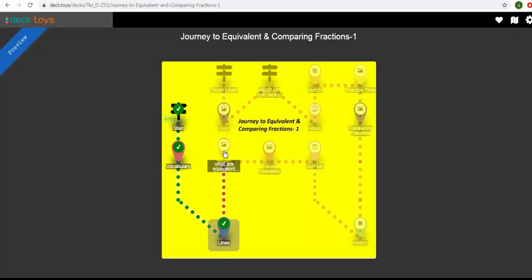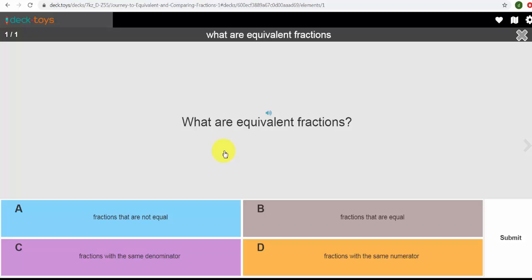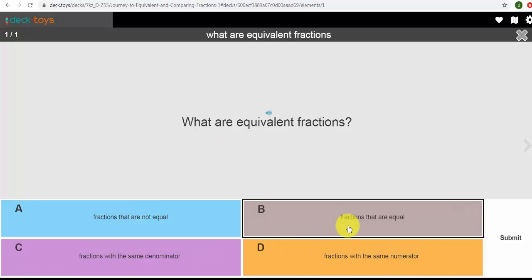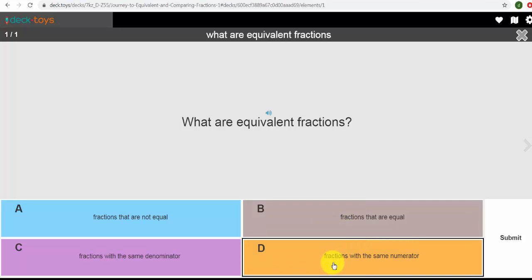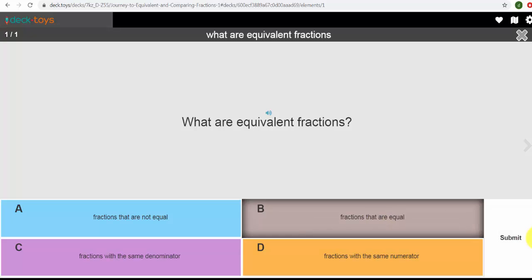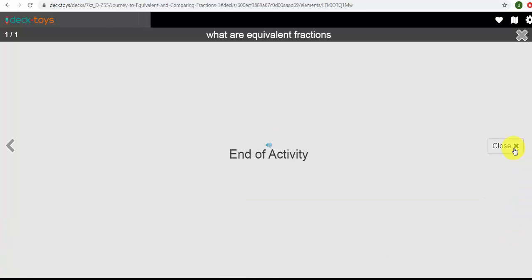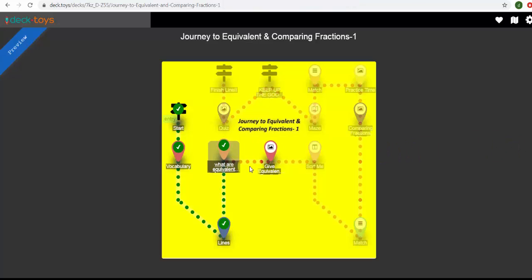What are equivalent fractions? Are they fractions that are not equal? Fractions with the same denominator? Fractions that are equal? Fractions with the same numerator? Well, I think the answer is B. And it turns green, so we're right. Hit the arrow and go to the next one.